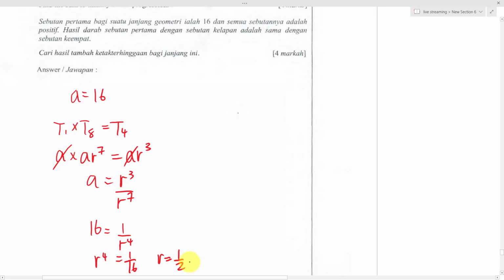Because they say all terms are positive, R can be positive or negative 1 over 2, but since all terms are positive, R must be positive. So sum to infinity equals A over 1 minus R. My A is 16, 1 minus 1 over 2, so it's 32.